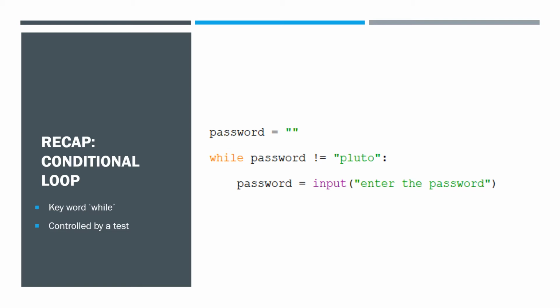We can also create a total using a condition-controlled loop. Condition-controlled loops begin with the keyword while, and they're controlled by a test. As long as the test is true, the loop will repeat. This is an example of a password program from the last lesson.